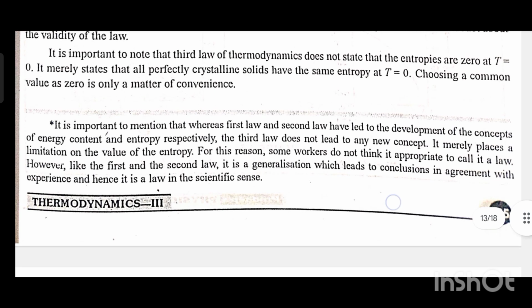the third law of thermodynamics does not state that entropies are 0 at T equals 0. It merely states that all perfectly crystalline solids have the same entropy at T equals 0. Choosing a common value of 0 is only a matter of convenience.